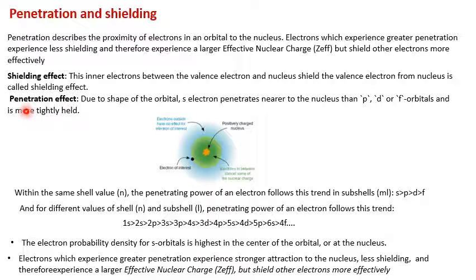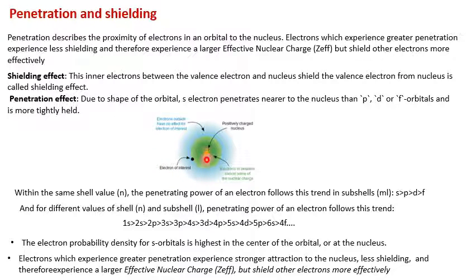In general, the penetration effect is due to the shape of the orbital. For example, an s orbital penetrates nearer to the nucleus than the p, d, f orbitals, and it is more tightly held. Now, what is the shielding effect? This inner electron, for example this s electron or p electron, lies between the valence electron and the nucleus. So there is a nucleus. You can see this picture. This is the nucleus, shown in yellow color, and this is the valence electron, the outermost electron. So for example, this black one is the electron of interest.